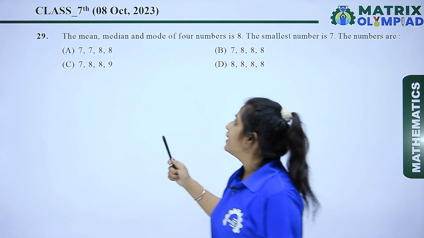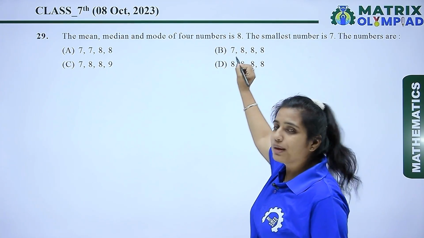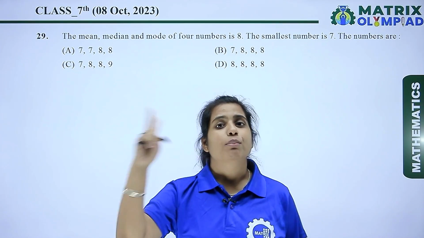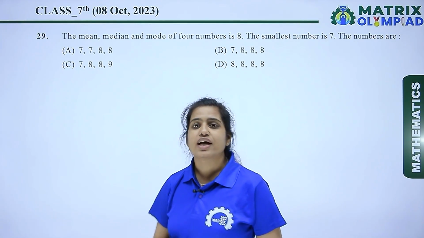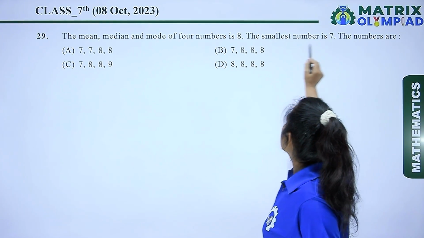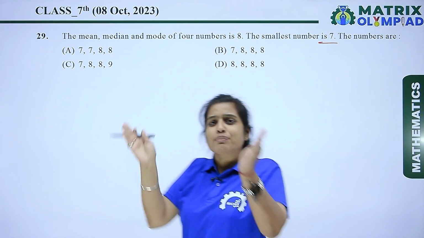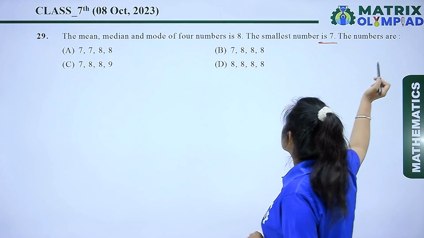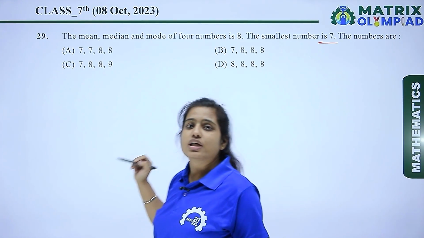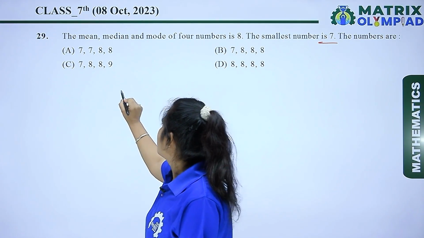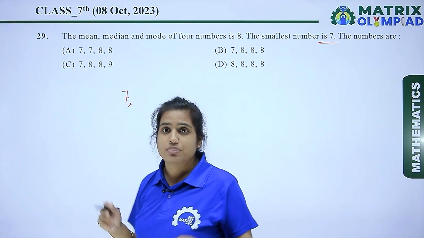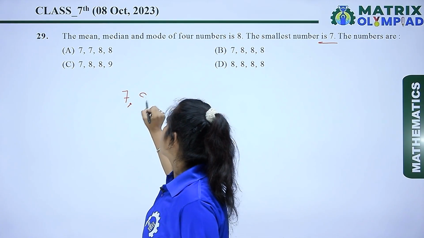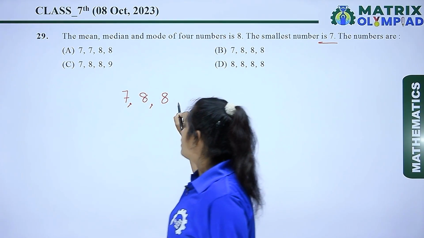The mean, median and mode of 4 numbers is 8. हमारे पास 4 numbers हैं, उनका mean, mode, median तीनों क्या है? 8. The smallest number is 7. और जो सबसे छोटा नंबर है वो क्या है हमारे पास? 7. The numbers are, we have to find out the numbers. First number is 7. सबसे smallest number given है हमें. Next will be 8. 8.